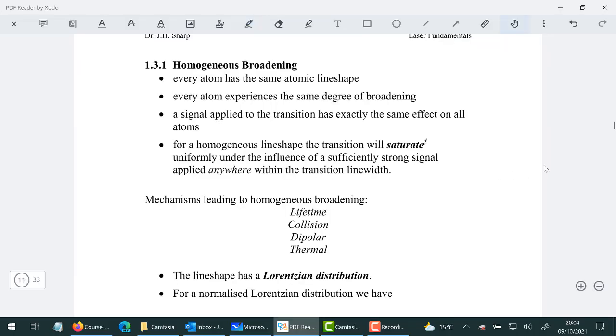Homogeneous broadening means that whatever the broadening mechanism is, it affects every atom in exactly the same way. Irrespective of which atom we look at, the same thing is happening to it. Every atom sees the same amount of broadening, and the signal applied to the transition has exactly the same effect on all the atoms. So the homogeneous line shape will behave in a uniform way.